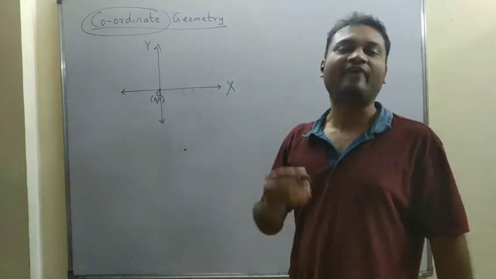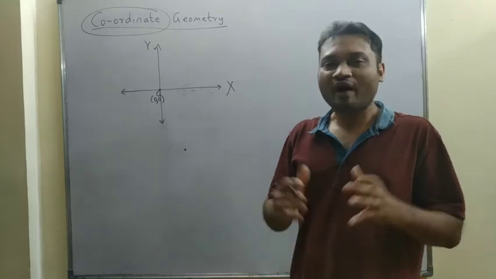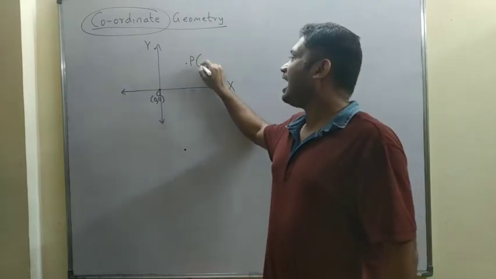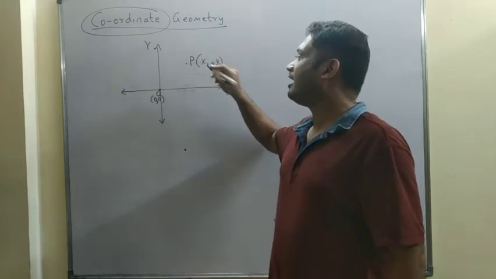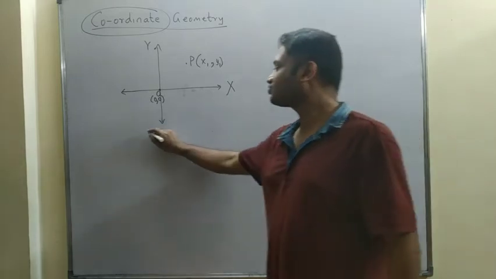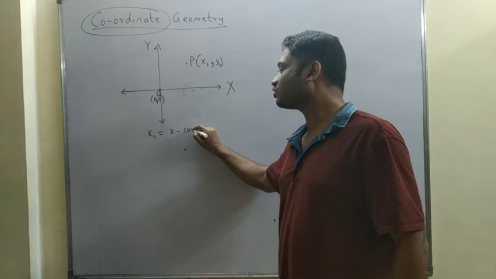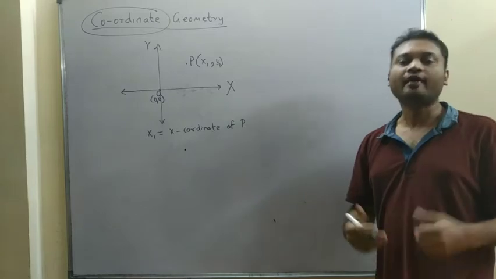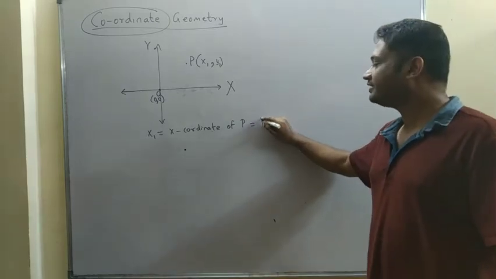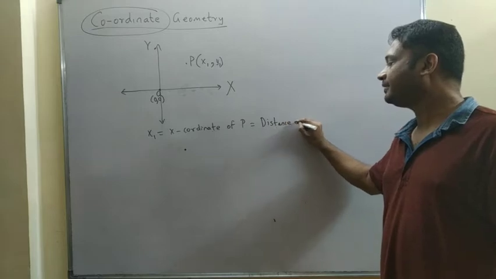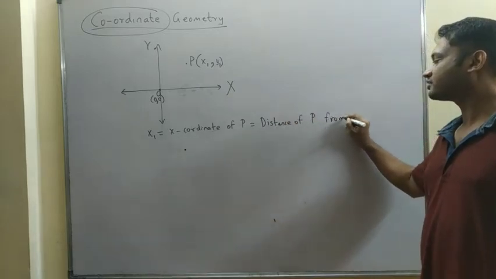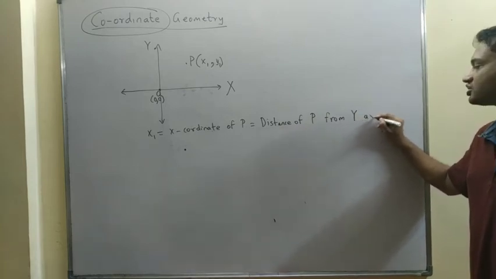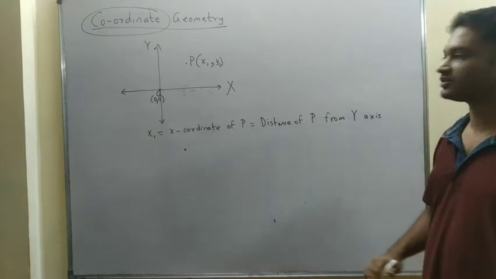So what is the meaning of x coordinate and y coordinate? To understand that, let us take one point. Let us say P, having coordinates x1, y1 in general. So x1 here refers to the x coordinate of point P, and it is the distance of point P from the y axis. So what is the x coordinate? The x coordinate of a point is the distance of that point from the y axis.